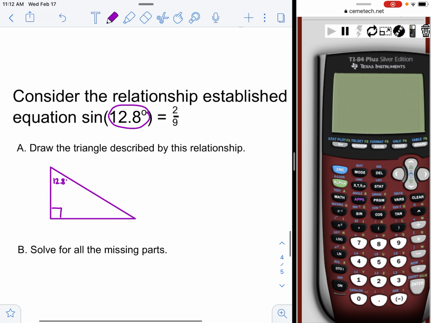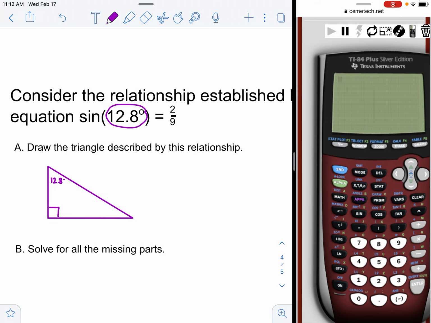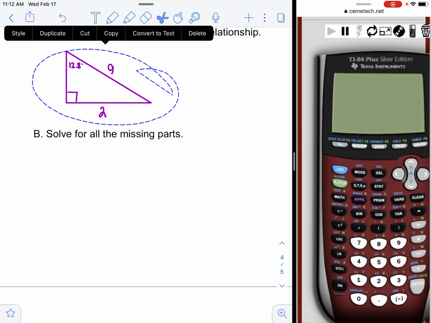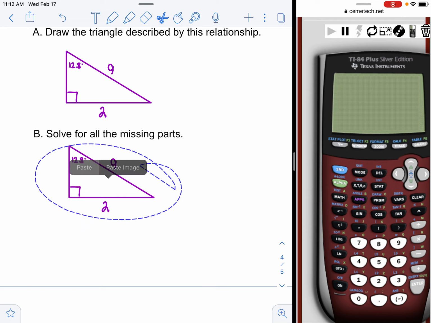Does it matter where we put it? No, it doesn't matter at all. So we can put it wherever we want. So let's put it right here. It's going to be at the 90 degrees, okay? All right, and then I also know that sine is opposite over hypotenuse. So the opposite side is 2, and the hypotenuse is 9. Okay, I drew it.